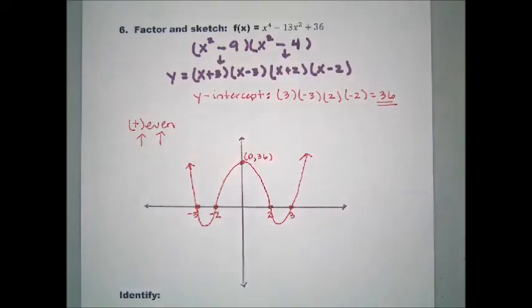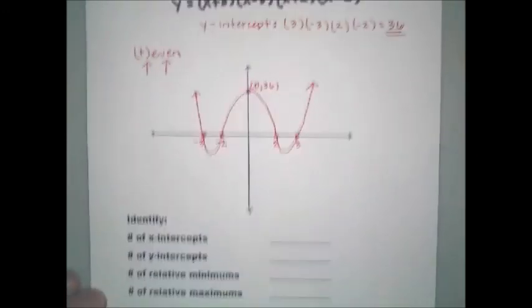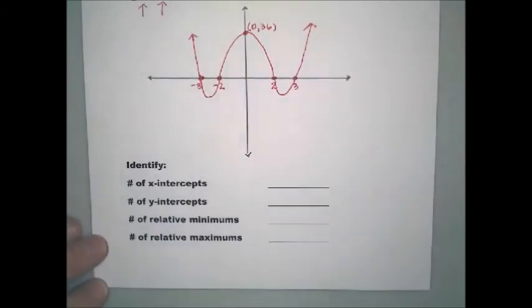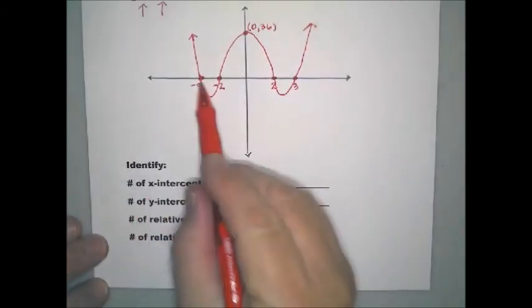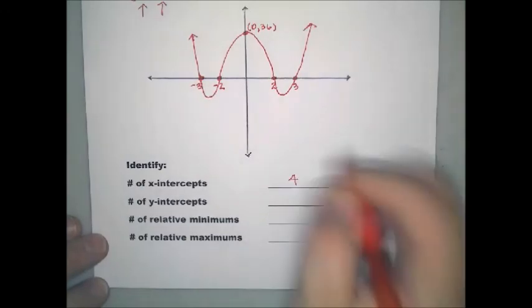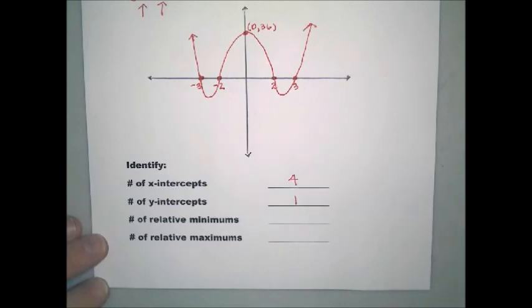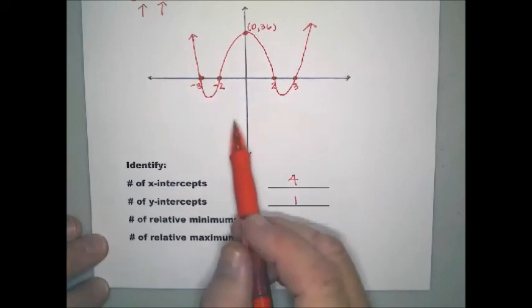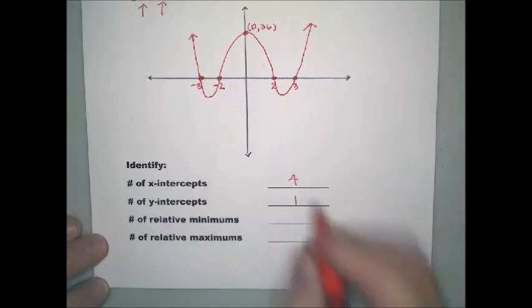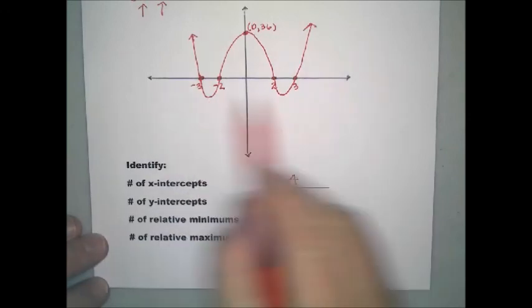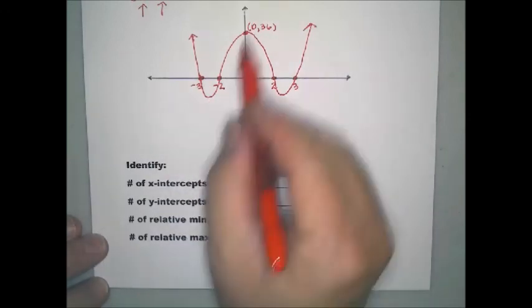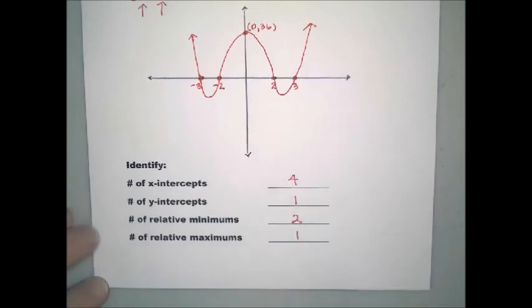Now there's a few last questions down here at the bottom that can be answered by looking at the graph. How many x-intercepts? 4. How many y-intercepts? 1. There's only going to be one y-intercept. The number of relative minimums. How many relative minimums do we see on this graph? 2. One right there and one right there. And then the number of relative maximums, just 1. And that takes care of objective 4.